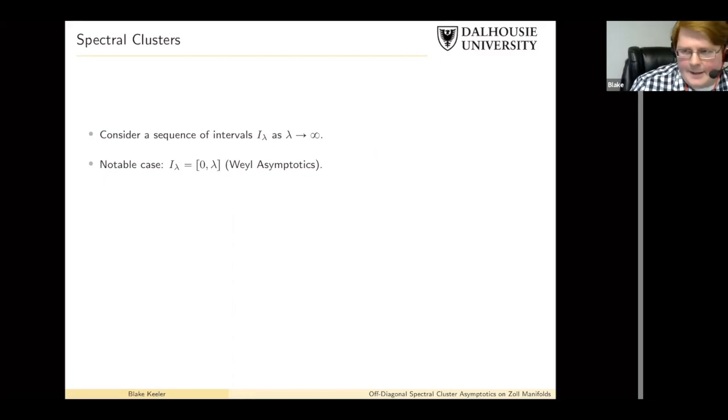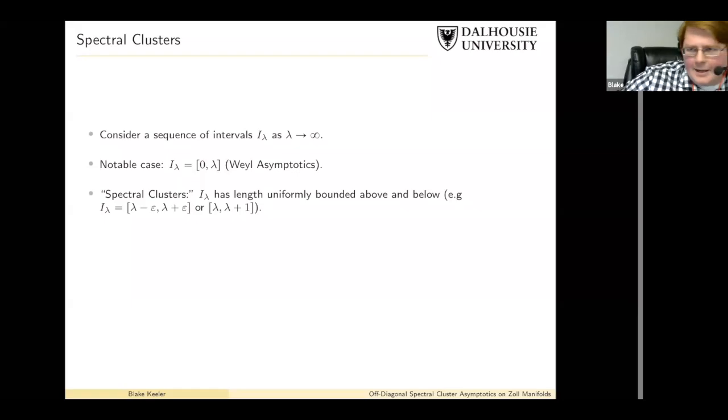Now, I won't be talking about that case today, but it's worthwhile to note that it's an important setting to consider. I'll be focused on what I'm referring to as spectral clusters for today, by which I mean intervals I sub lambda which have a length that is uniformly bounded above and below. So you can think of something like lambda minus epsilon to lambda plus epsilon for some fixed epsilon, or sometimes people consider the unit interval lambda to lambda plus 1. They're more or less equivalent to each other.